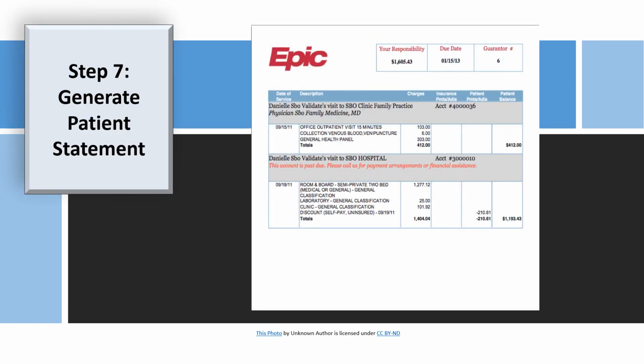After the insurance company determines the amount of money they will pay out for the services rendered, the physician's office can proceed to step 7 of the cycle. In step 7, the physician's office will generate a patient statement.